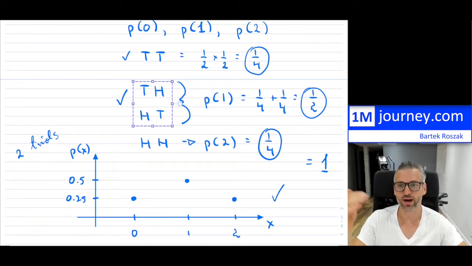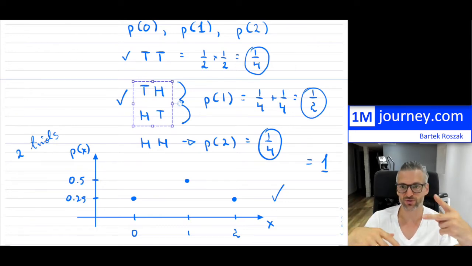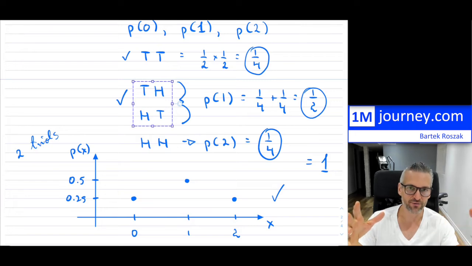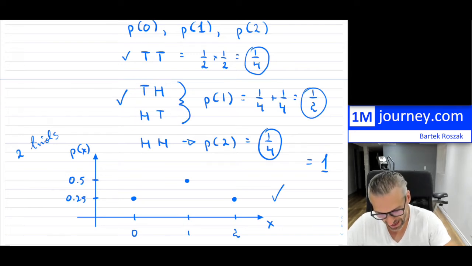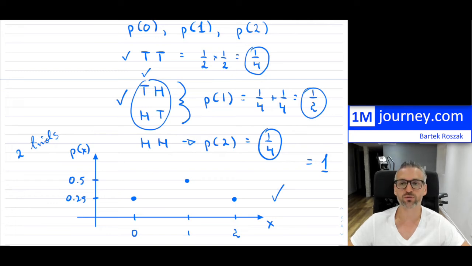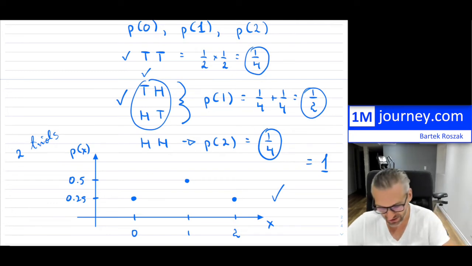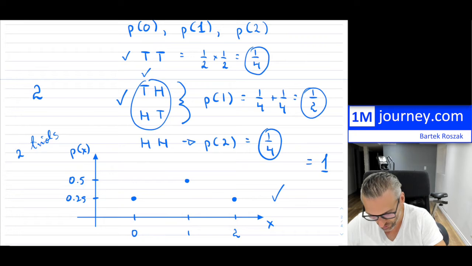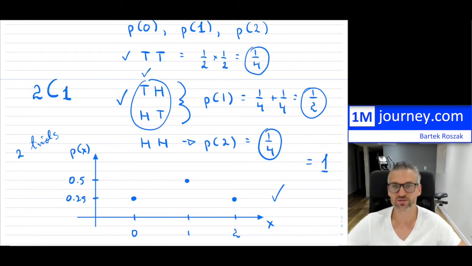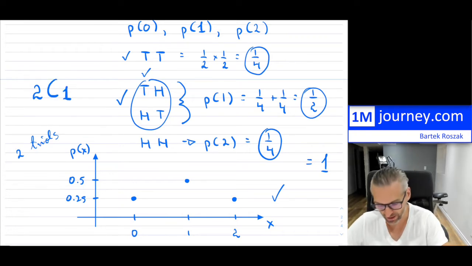Instead of actually writing them out, it's simple to do when there are only 2 trials. But if you have 5 trials or 10 trials or 20 trials, you don't want to be writing all of these things out. They're going to take forever. So how do we do that? Well, we know right here that we had 2 of these successes. But that's like saying, I have 2 trials and I'm going to choose only 1 success. And 2 choose 1 is simply equal to 2.